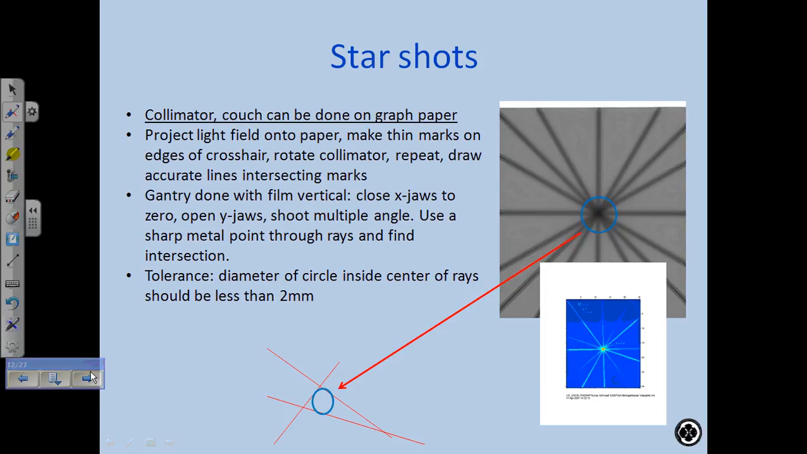Okay, so this is what star shots look like. We star shot for couch, collimator, and gantry. And these are the different procedures that you follow. Collimator jaws to 0. So this is the gantry one. We've all done these, right? Remember the gantry, you put a piece of film, close down the jaws and rotate it, and you get that pattern. Well, what do you do with that pattern? One thing is, if this is a film, you can scan it into RIT, and RIT will scan it and tell you what the diameter of the circle is.